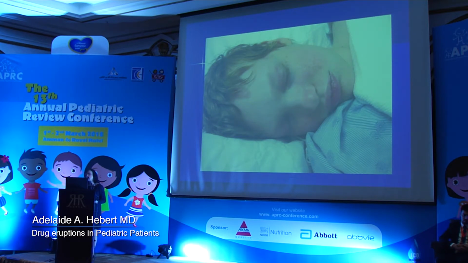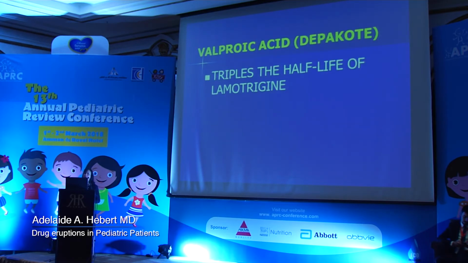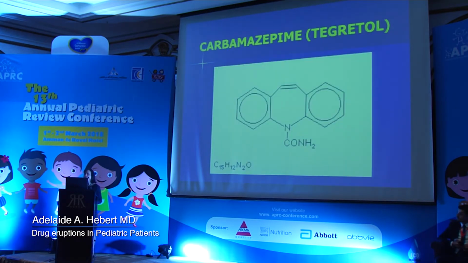This was a young lady who developed horrible pancreatitis while taking valproic acid, and she suffered terribly as a function of that consequence. Adverse hepatic reactions can also occur after general anesthesia, and if the patient happens to have a mitochondrial mutation, these patients are uniquely susceptible to the adverse events caused by valproic acid. Valproic acid also triples the half-life of lamotrigine, so you may have a greater risk of rashes there too.